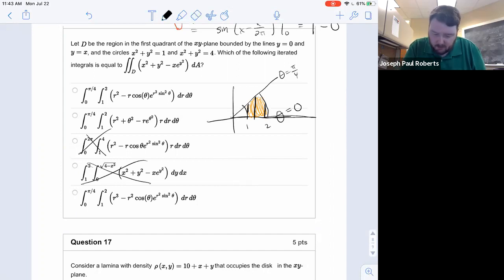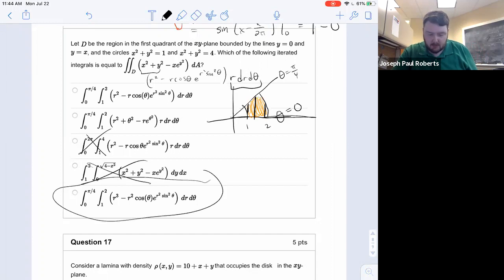So anyway, polar, looks like the bounds are good for all 3 of these. Then you just have to make sure to use that this is what? R squared minus R cosine theta e to the R squared sine squared theta. Because remember, x is R cosine theta, y is R sine theta, so x squared plus y squared is R squared. But then the last little detail is that dA has your extra factor of R. So that's the correct answer.